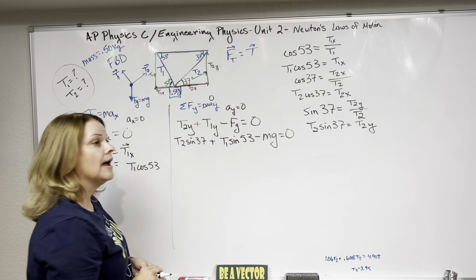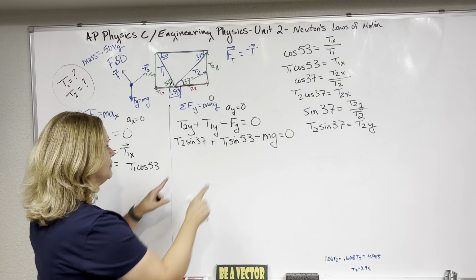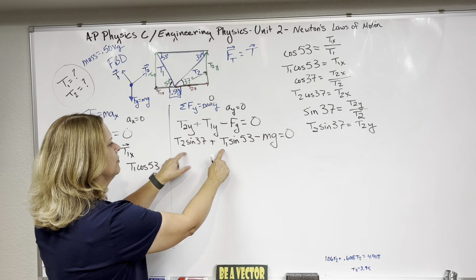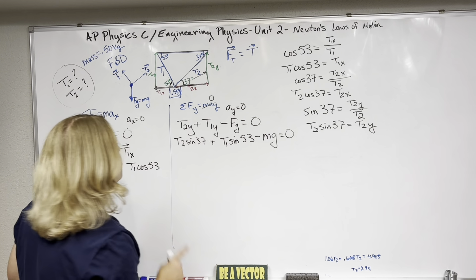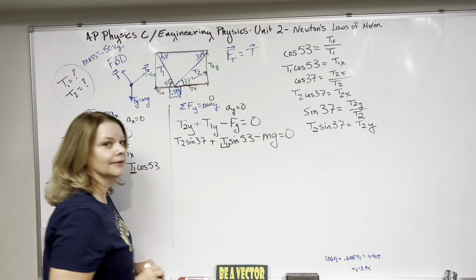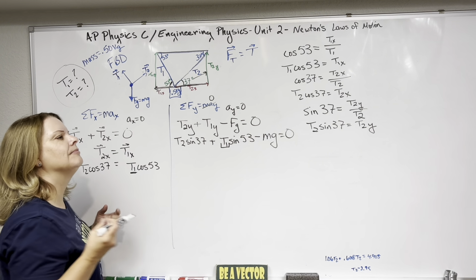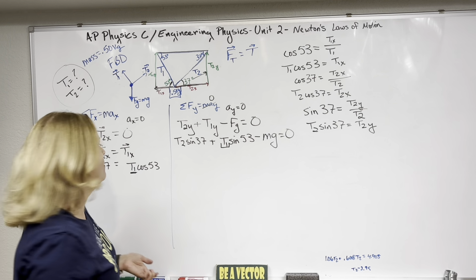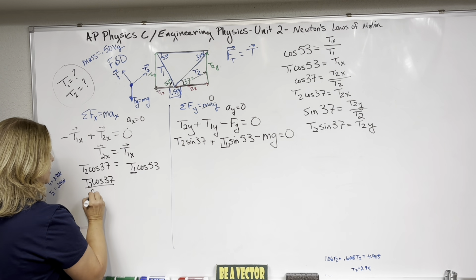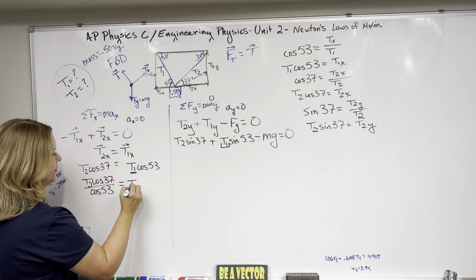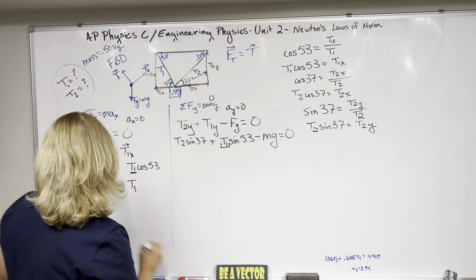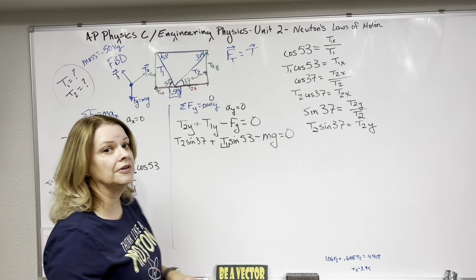All right, now I have two variables again that I don't know, and I can't solve for either one of these when there's two variables in the same equation I don't know. But what if I solve for T1 and I plugged it in right here? Then I would only have my tension 2 in the problem. So I'm going to do that. I have T2 cosine 37 divided by cosine of 53 equals tension 1. I'm going to take this whole expression and plug it in here. Nobody said this was going to be pretty.